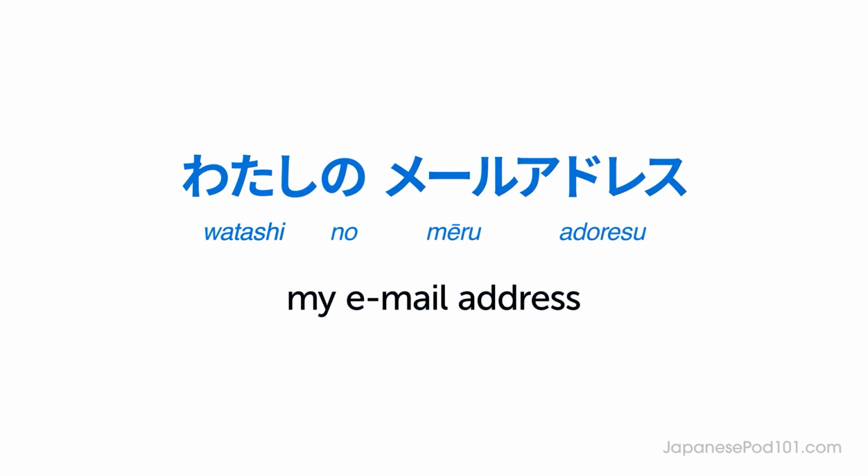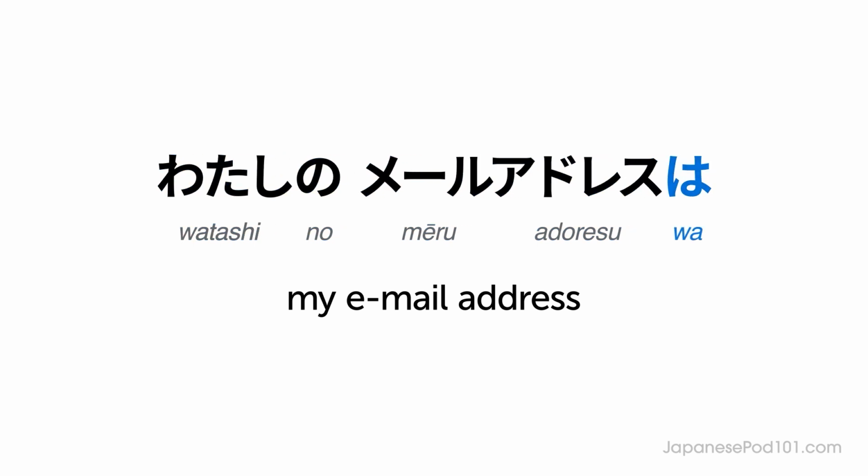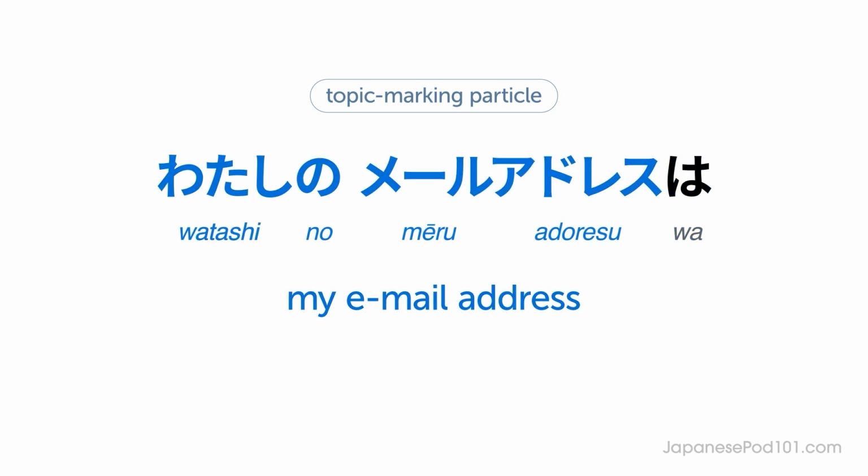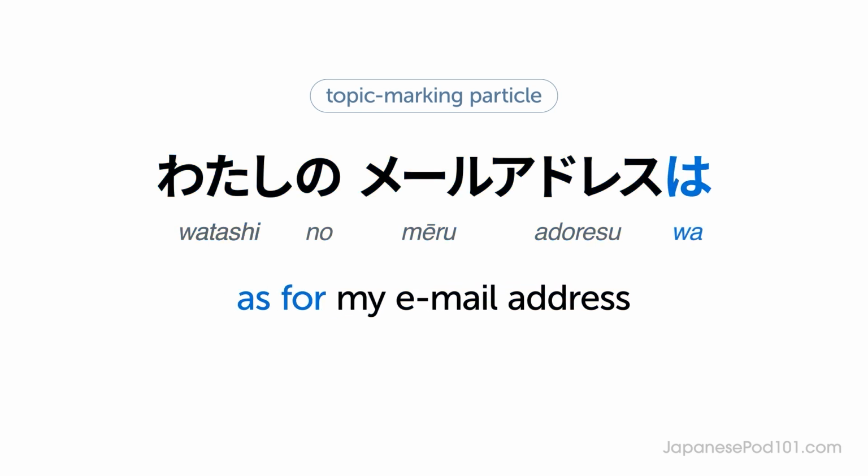Next is は、the topic marking particle. It marks my email address as the topic of the sentence. Think of it like as for in the expression as for my email address.